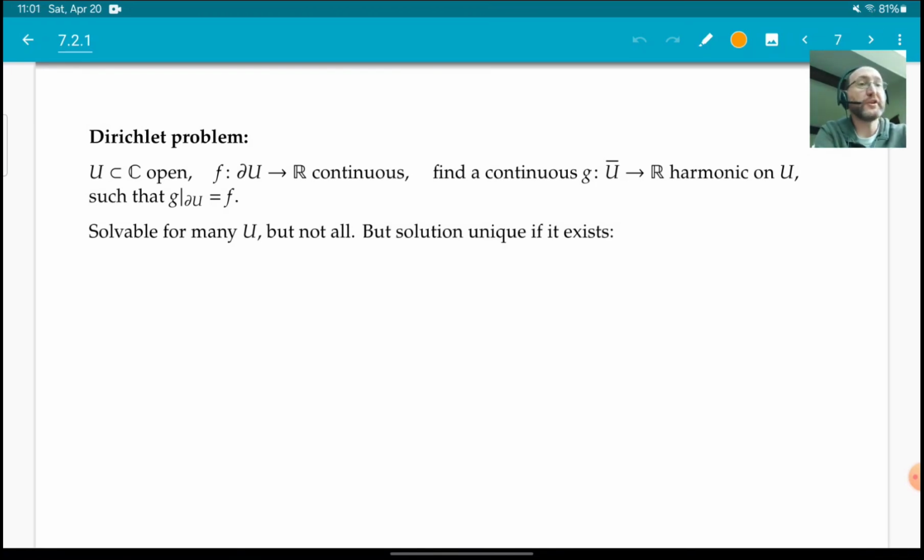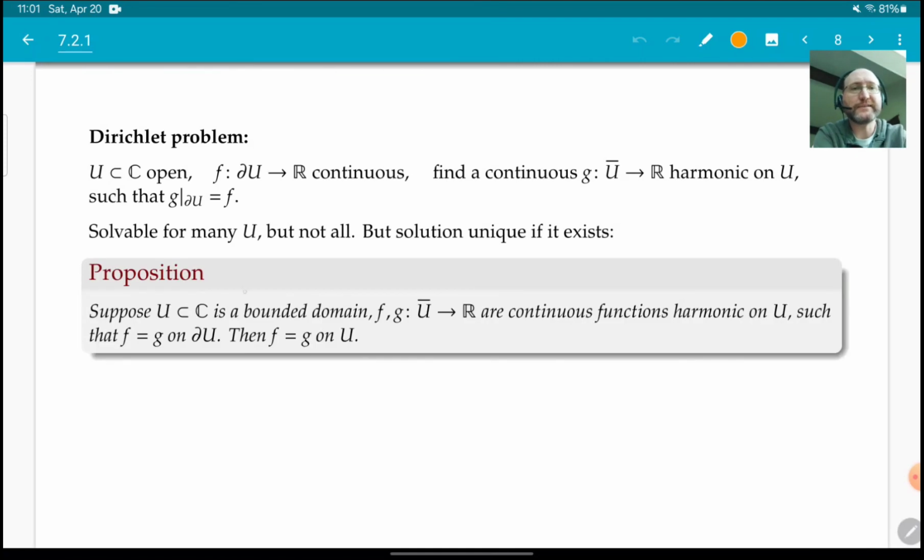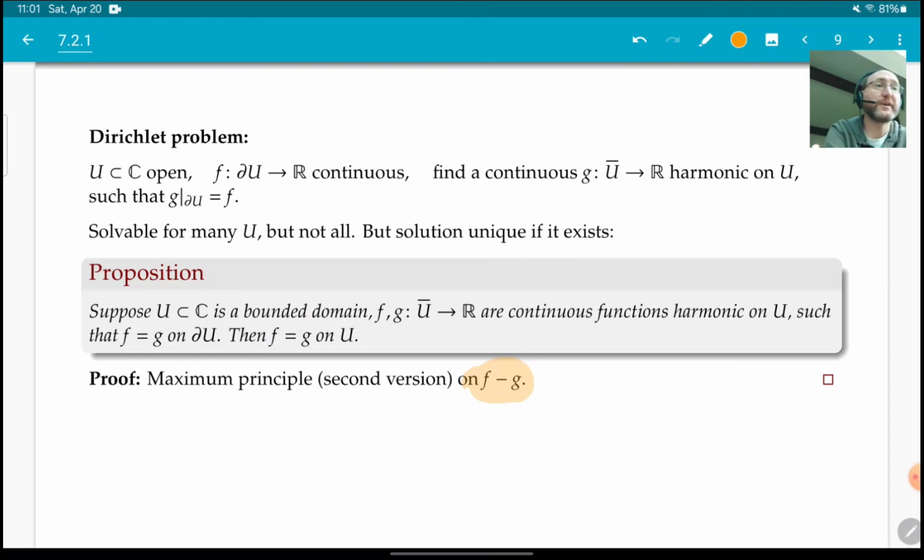But we can easily show that it's unique if it exists, as long as the domain is bounded. So suppose that we have a bounded domain U, and suppose that we have two functions that are continuous on the closure, and they're harmonic on U, and they're equal on the boundary, then they're equal inside. And it's just the maximum principle. It's the second version, the one where the maximum and minimum must be attained on the boundary. So you look at just f minus g, right? That's going to be harmonic as well, and so it's going to be zero on the boundary.